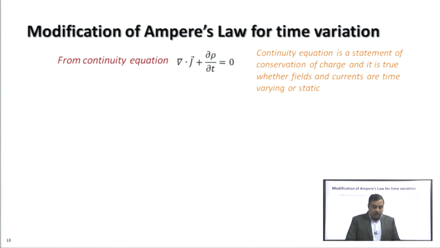Modification of Ampere's law for time variation. Maxwell modified Ampere's law for time varying electric and magnetic fields, and he used the continuity equation. The continuity equation is a statement of conservation of charge, as we have seen in the earlier slide. So, this is the continuity equation: del dot J plus delta rho by delta t equals 0. J is current density and rho is volume charge density.